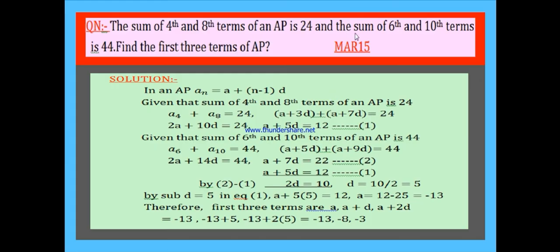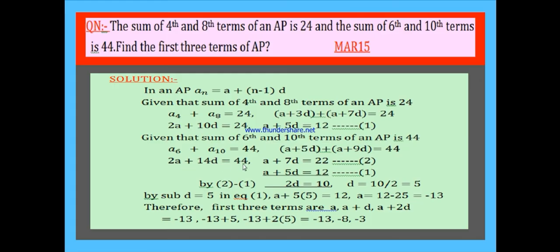Now the second point given is the sum of the 6th and 10th terms is 44. The 6th term A6 plus the 10th term A10 is equal to 44. The 6th term means A plus 6 minus 1, that is A plus 5D, plus the 10th term, which means A plus 10 minus 1, that is 9D. A plus 5D plus A plus 9D is equal to 44. A plus A is 2A. 5D plus 9D, 14D, is 44.